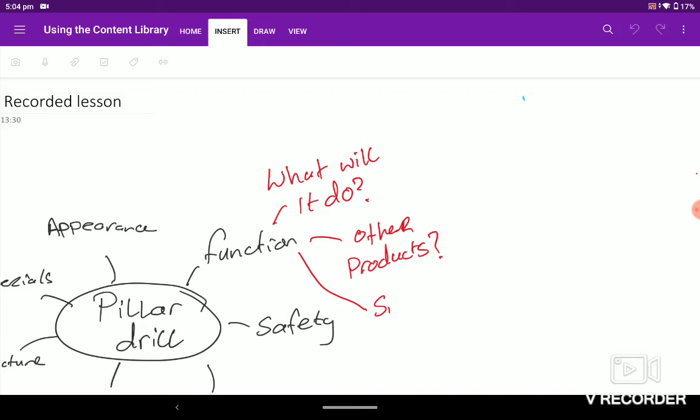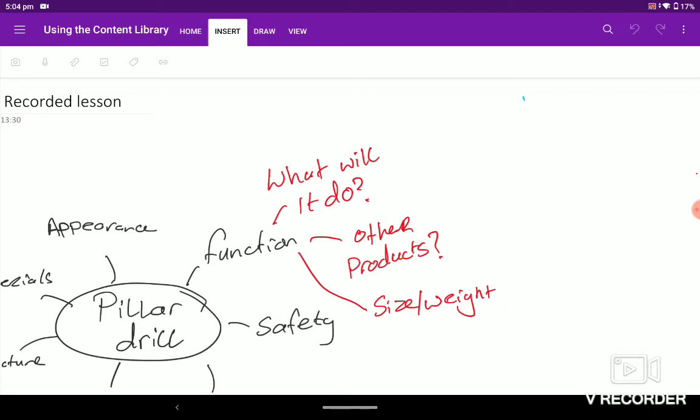So there are just three of the headings, and we'll put up more headings in the assignment, just to help you with it. Again, more questions and things like that. Another one: where will it be used? So we'll say, what will it do? Where will it be used? We put the two of them together.